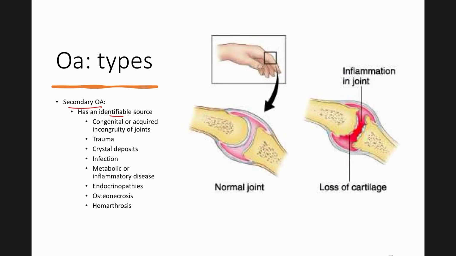Secondary is an identifiable source. So when you have osteoarthritis, if you can identify the underlying cause of it, then it's considered secondary. Any congenital issue, trauma, crystal deposits, we get to gout. Talk about crystal deposits, infection, any metabolic or inflammatory diseases, endocrinopathies, osteonecrosis, which is actually just death of the actual tissue of bone itself, and hemarthrosis. What's hemarthrosis? Blood in the joint.